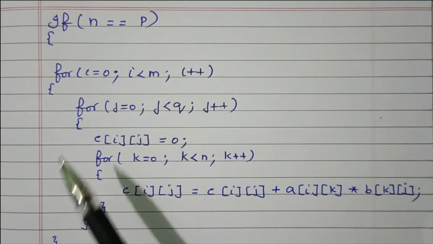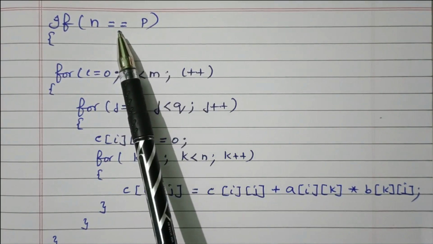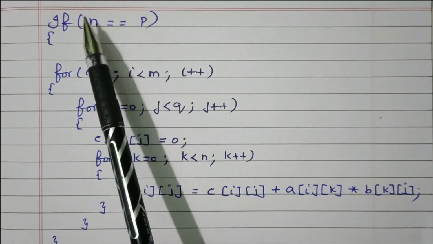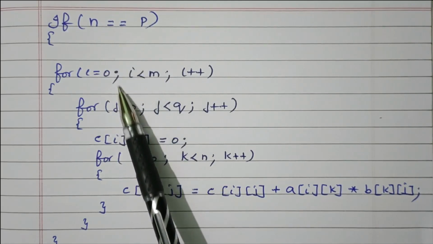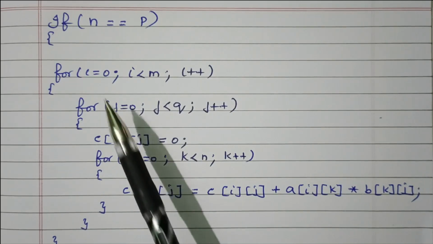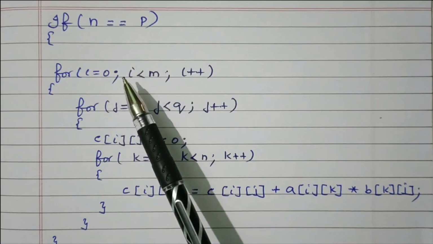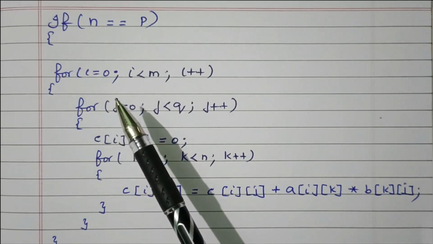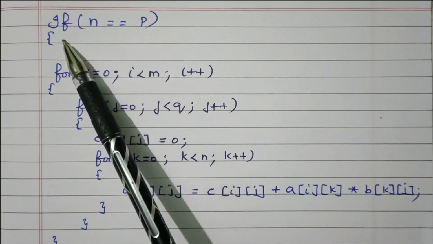So before going to multiplication, we need to check the condition. If n equal to p, this is the equal to operator, which checks whether both are equal. Single equal means the assignment operator, so p will be stored in n. Double equal means it will check whether both are equal, right? So only if it is equal can we proceed with matrix multiplication, right? We can check this condition after getting the row size and column size of the first and second matrix, before getting the elements also. But here we got the elements first, and thereafter we are checking. Before getting the elements also we can check.